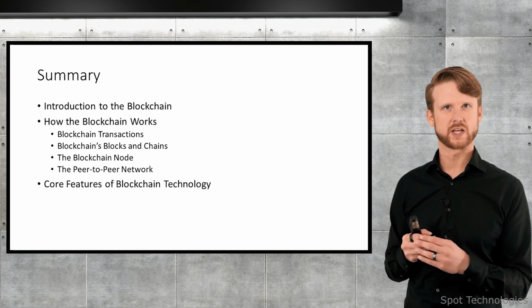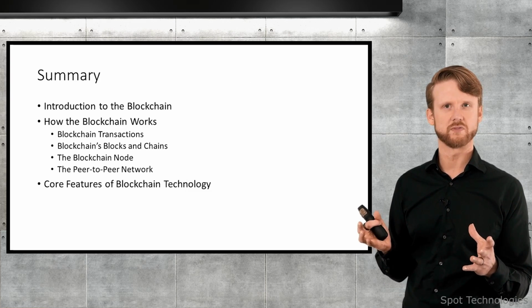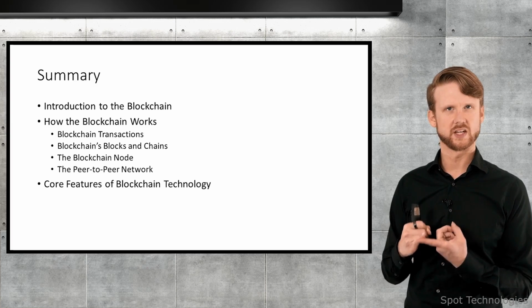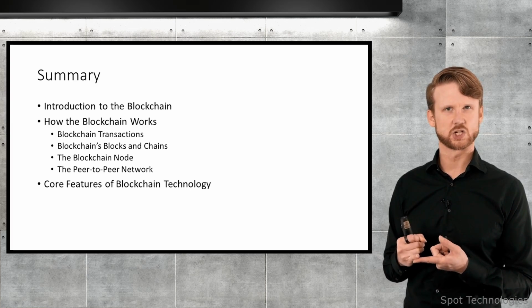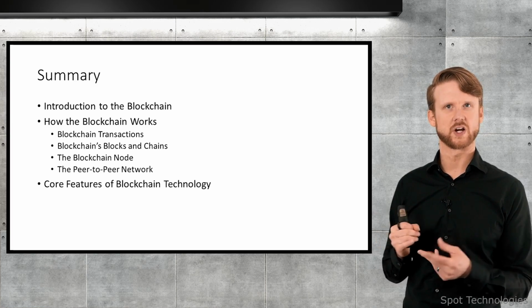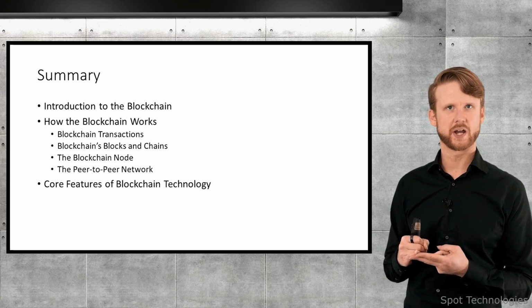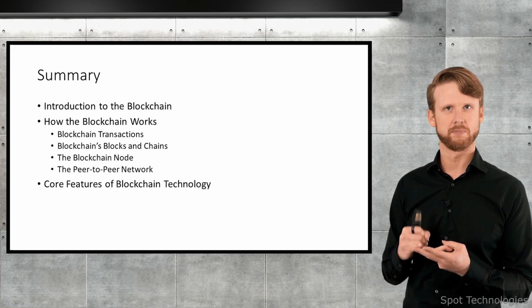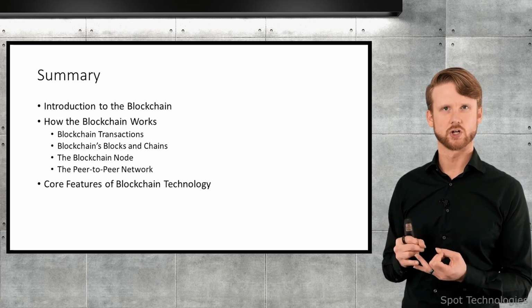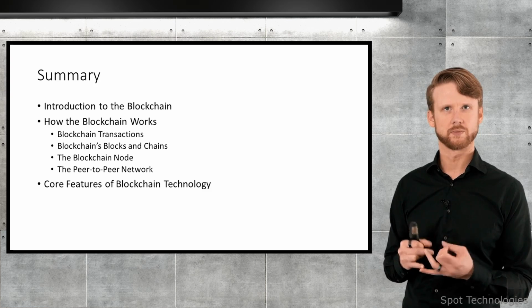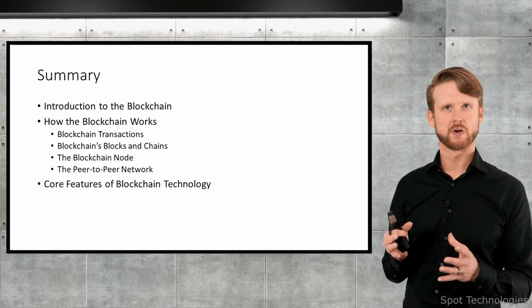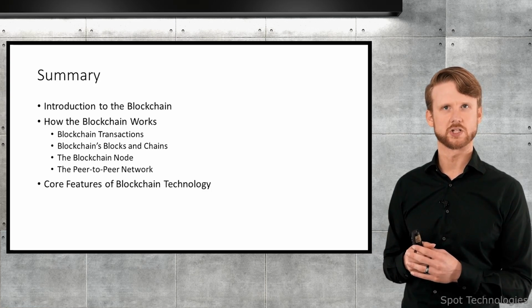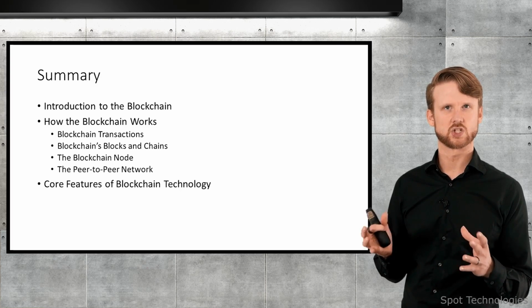And so before we close out this module, a quick recap of what we've discussed. We started out with an introduction to the blockchain, and essentially why we care about it, what it does for us. And we talked about how the blockchain works, including data structures like transactions and blocks, and the infrastructure like nodes and the peer-to-peer network. And then finally, we talked about some of the benefits that blockchain technology brings due to its unique structure.